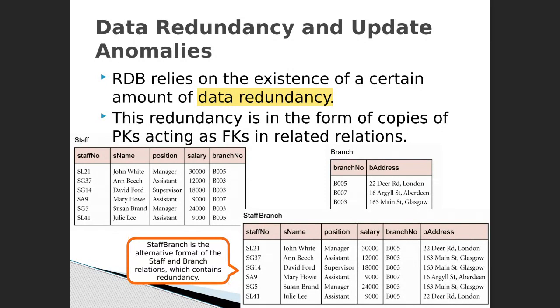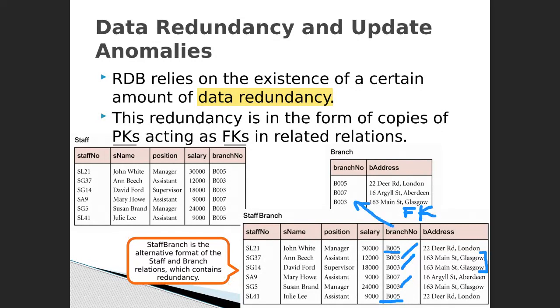Even the position here. What is the meaning of data redundancy? It means that the branch number is repeated. See here, branch 003, branch 003, and the same with the address. It's redundant, repeated. This is also branch 003. There is branch 005, also repeated. Why? Because it's a foreign key. Foreign key for what? Foreign key for the branch relation.